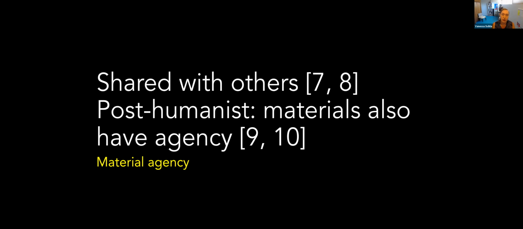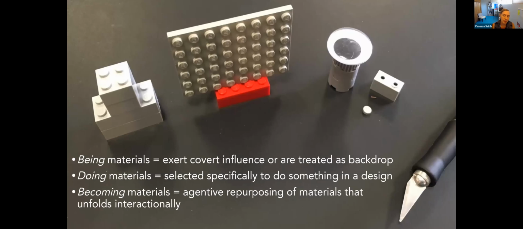In this case, we're thinking about agency as shared with others, and also, from a post-humanist stance, that materials also have some agency. Sometimes they speak to us, they tell us something that they want to be or become. To think about this idea of material agency, we're using just an example of Legos as a way to set up a framework. And I think this is a really nice connection to the past two talks.